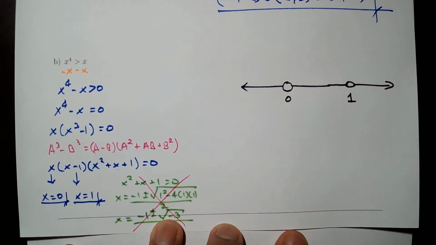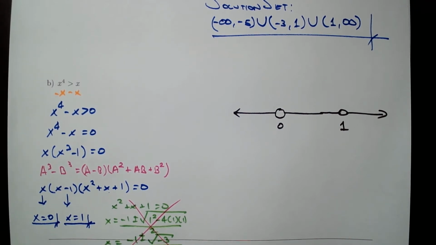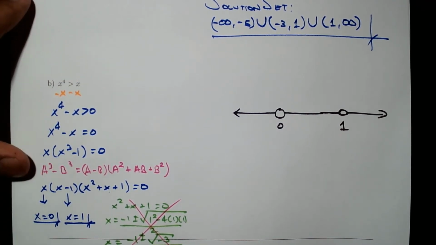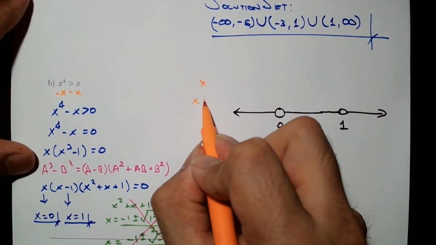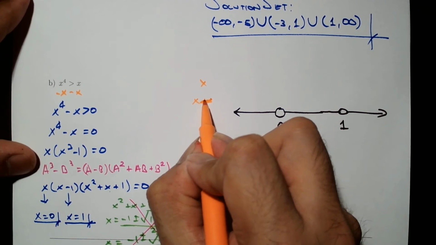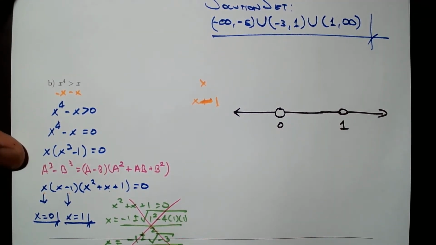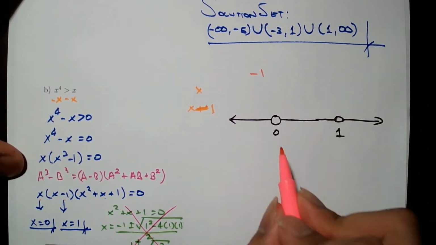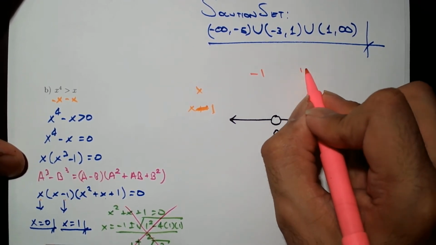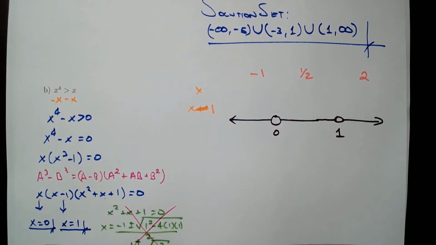0 and 1, those are the critical numbers. And in this case, I'm just going to write down the factors that gave us the zeros, not the third one: x and x minus 1. Okay, these two factors, x and x minus 1. Now, I'm going to choose 3 test values. In this case, -1, between 0 and 1 I'm going to use 1/2, and between 1 and infinity, I'm going to use 2. And I'm going to get the signs for this.